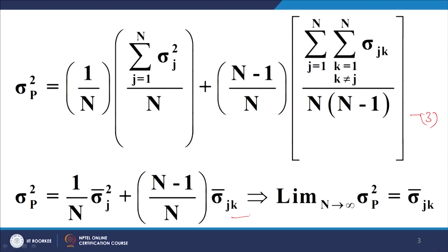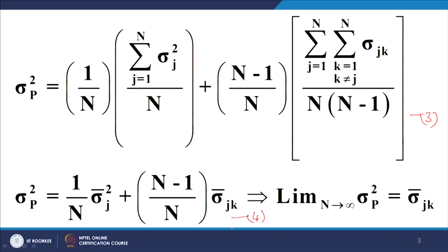So, the first expression, that is summation sigma i square divided by n, in some sense gives us the average variance per security over the portfolio of securities, and the second term, that is double summation j k sigma j k divided by n into n minus 1, gives us in some sense the average covariance over every pair of securities constituting the portfolio. So, that is how the equation has been written in the next equation, let us call it equation number 4.